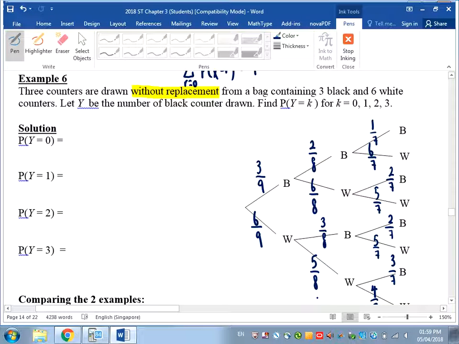So let y be the number of black counters drawn. When y equals 0, it means that I have no black counter. So in other words, the 3 counters that I draw will all be white counters. Using the tree diagram, I can easily find the probability. It's the last branch over here, when all the counters are white.